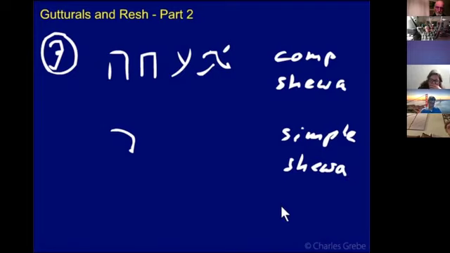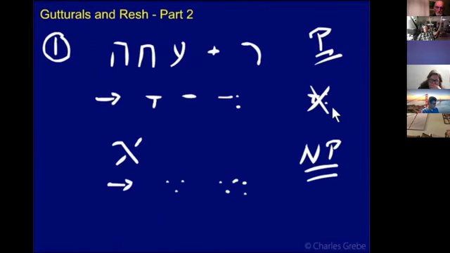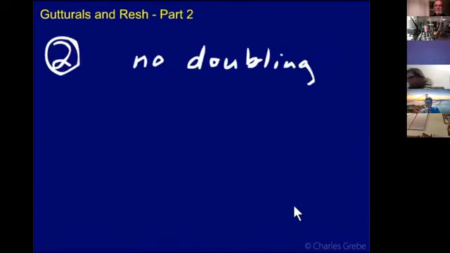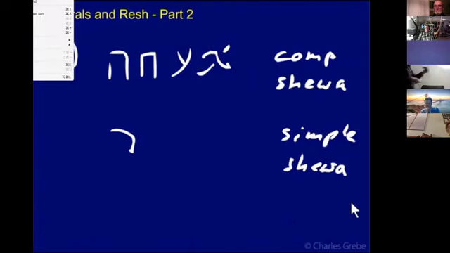So, the characteristics of gutturals and Resh are that they tend to take A vowels, except for Aleph, which likes E vowels. There's no doubling, none of them can double, and this will have consequences. When you have a word that normally doubles in a certain place, if there's a guttural or Resh there, then it won't double and you'll get other things that happen instead of it, or potentially. And thirdly, they will take a composite Shava, the gutturals that is, while Resh can take a simple Shava.